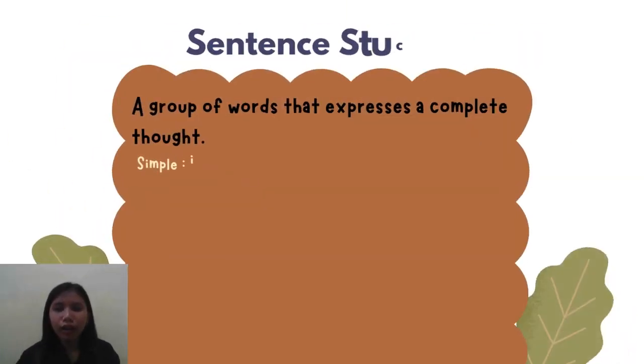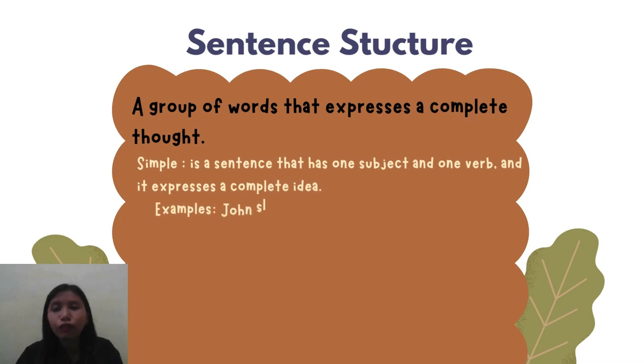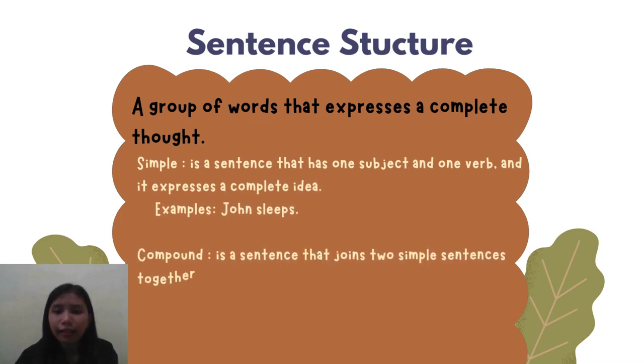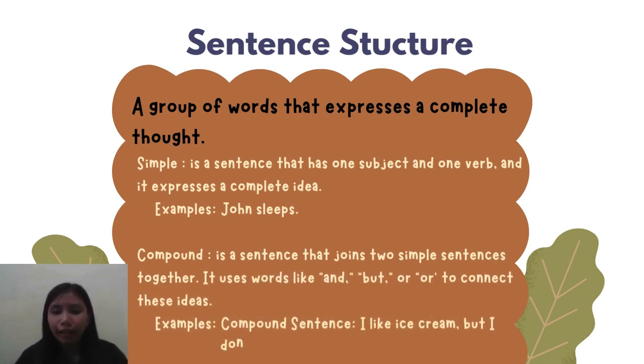Sentence structure. Sentence structure is a group of words that expresses a complete thought. Sentence structure can be divided into four. The first is the simple sentence. A simple sentence is a sentence that has one subject and one verb, and it expresses a complete idea. For example, John sleeps. The next one is the compound sentence. A compound sentence is a sentence that joins two simple sentences together. It uses words like and, but, or to connect these ideas. For example, I like ice cream, but I don't like cake.